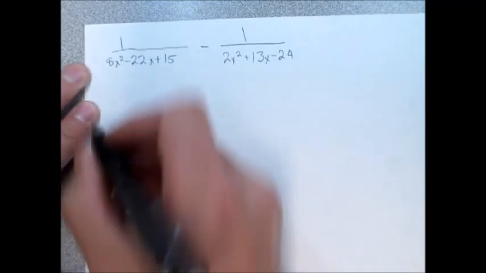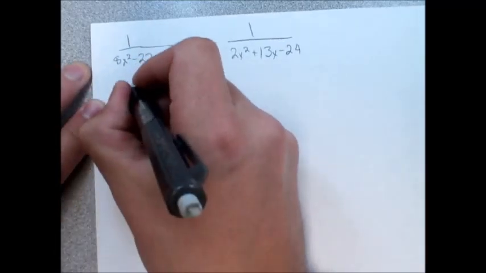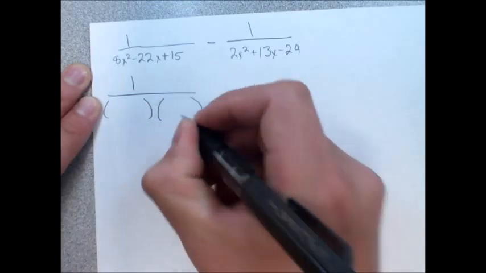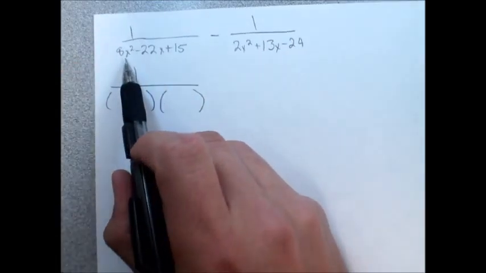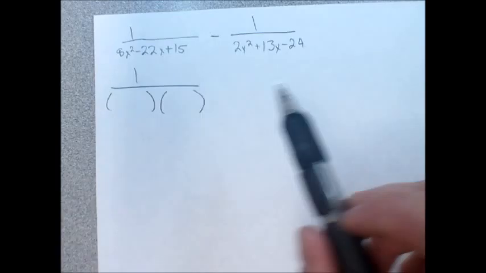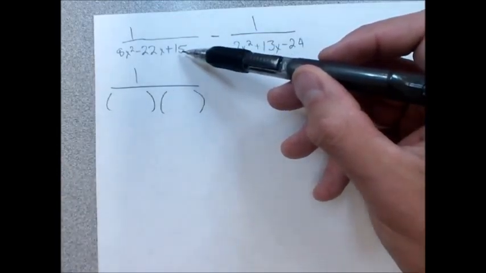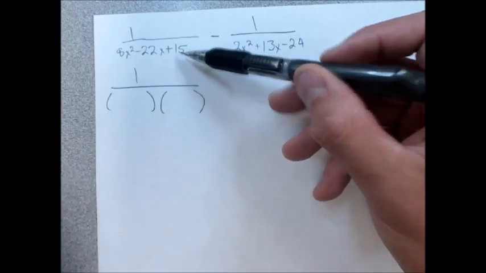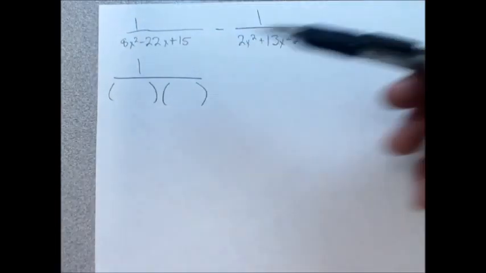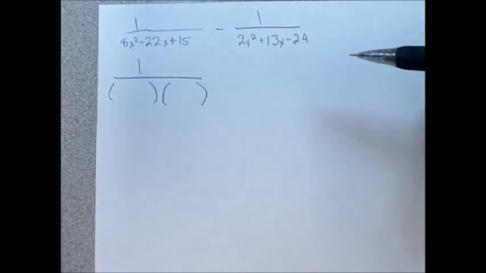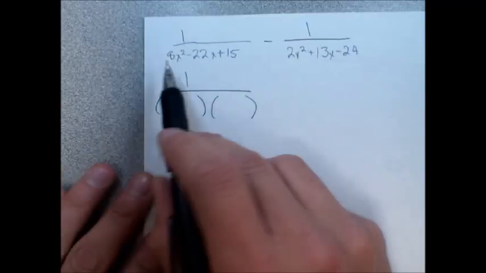So I'm going to deal with these piece by piece. I set up my two sets of parentheses. First I want to look at this and see, can I make this a smaller number? Can I simplify it at all? No, unfortunately we can't. What about this one? Can I do anything to that one? No. So I guess we're doing it the hard way. We're going to use the AC method on this one.